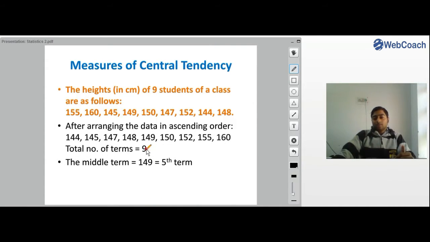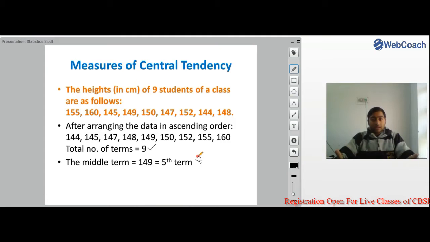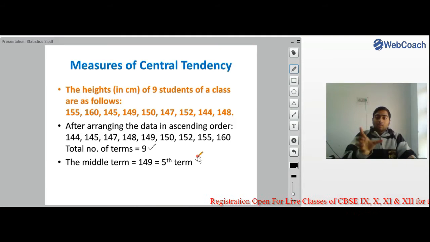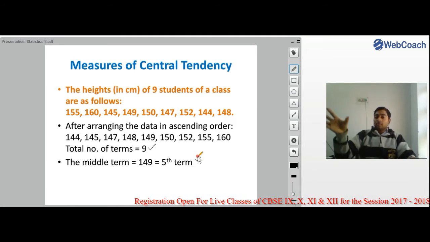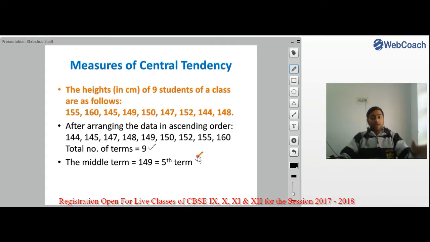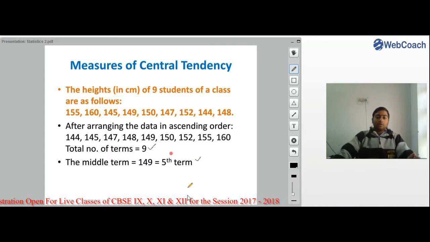And have you seen one thing? When we are given 9 terms, we are actually looking at the 5th term, which divides the entire data into two equal parts, and not any other term. Even if we are given a different set of data with 9 different terms, we will look for the middle term, which is the 5th term once again, because for the middle term we will have 4 numbers behind it and 4 numbers ahead of it.